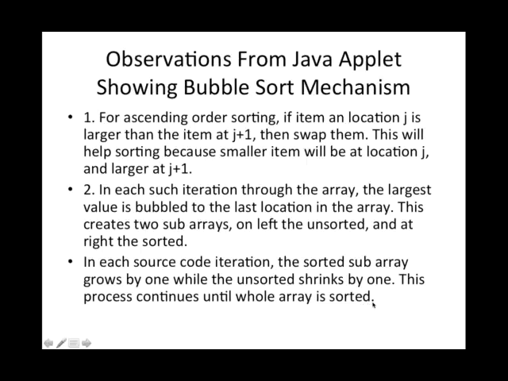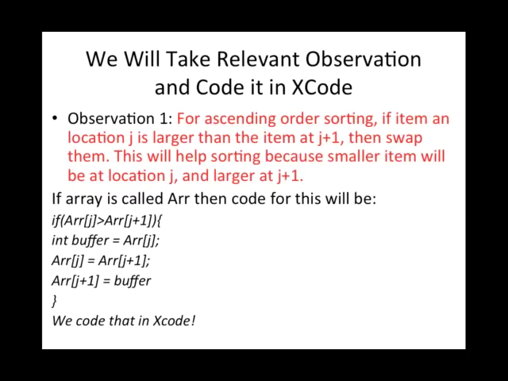There's a fourth observation: the bubbling process, when we are bubbling the largest value to the last element in the unsorted array, does not iterate through the part of the array that is already sorted. We're going to go through these observations one by one and then see how we can code them in our sort function. Okay, so we'll take the relevant observations and code them in Xcode.